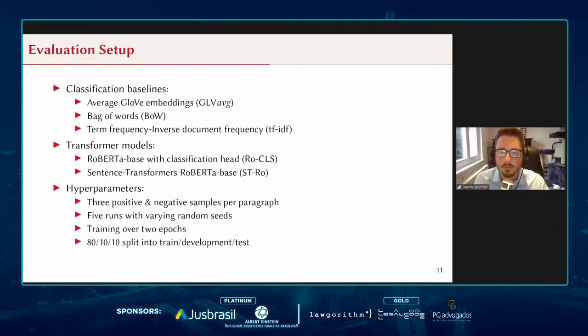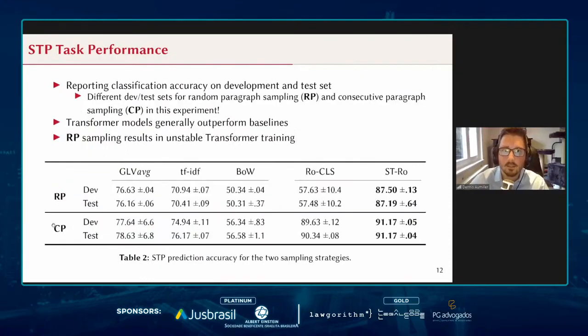And we run all models from 5 different random seeds to account for any statistical variance in the training procedures. Training is performed over 2 epochs for the transformer models, and generally our 80-10-10 split is consistent for training, development, and testing.